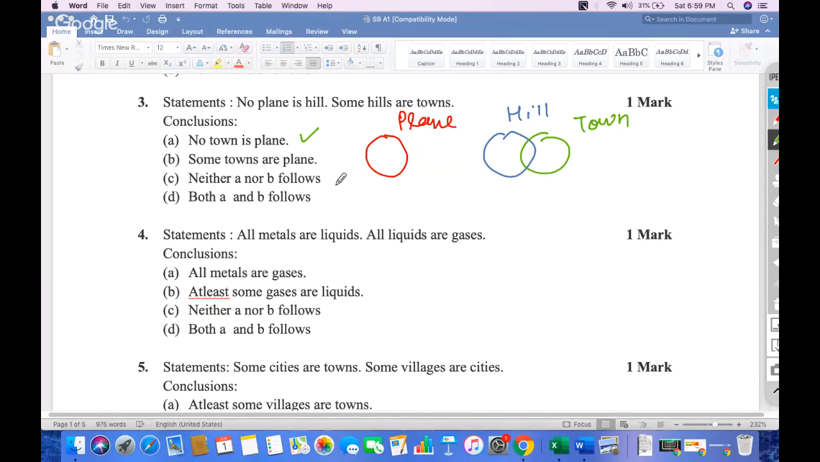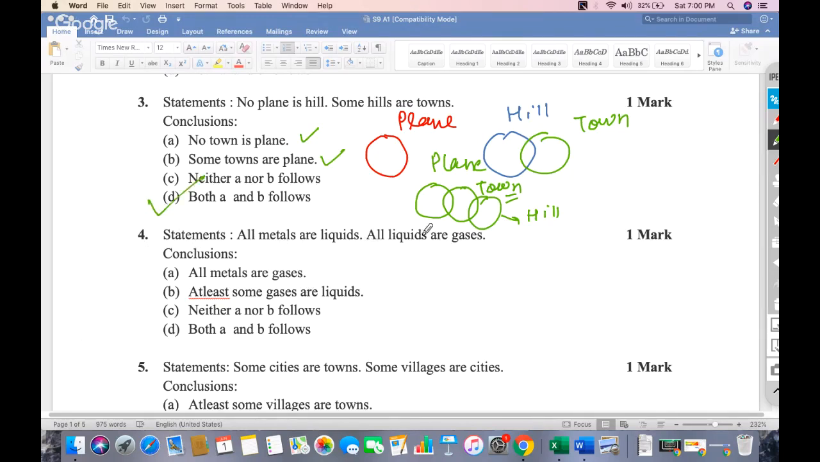Try to understand. This is plain, this is hill, this is town. Some towns are plain. Is it possible? It is possible in this case. This is plain, this is town, and this is hill. So some part of town is hill and some part of town is plain. So in this scenario, this is possible. So the answer would be both A and B follow.